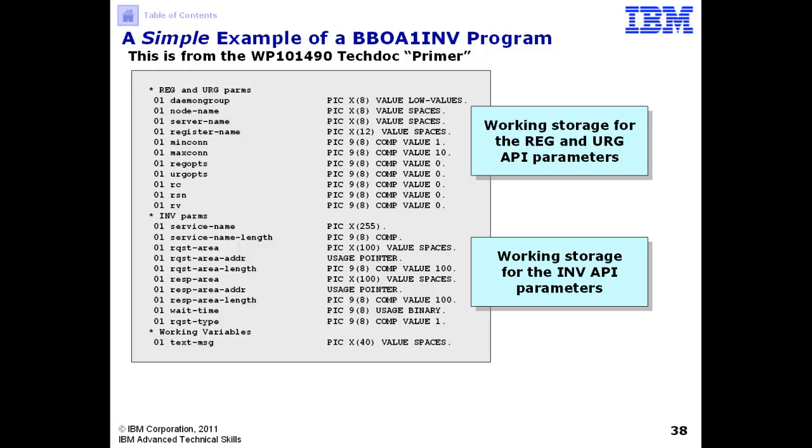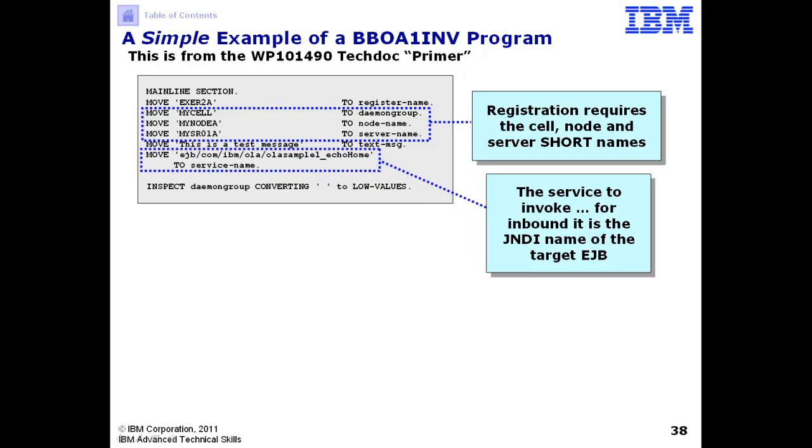The key is how each parameter value's working storage is defined. Some are string parameters, some are integers, and some are pointer values. The Info Center API reference page spells out what each parameter should be defined as, and the primer document gives examples for COBOL. A little further down, we move values into the working storage areas. The first highlight on the chart shows the values for the cell short name, otherwise known as the daemon group name, and the node and server short names. The other highlighted value is the service name, which we explained earlier is the JNDI name of the deployed EJB you wish to invoke.